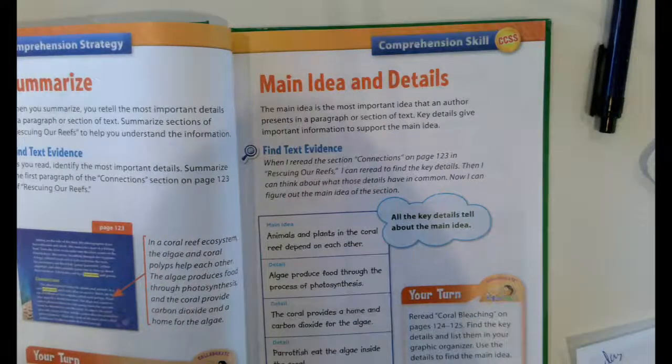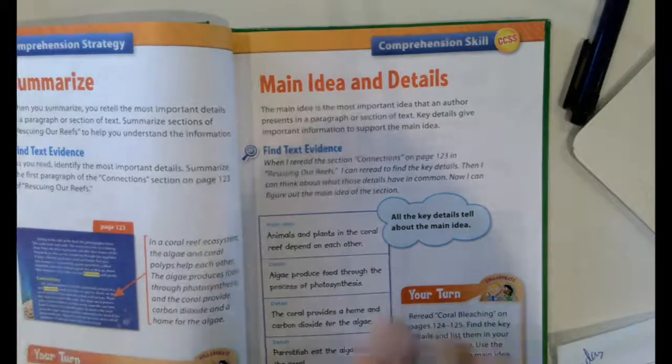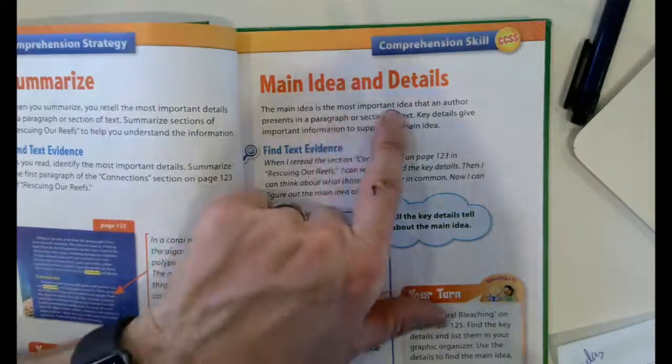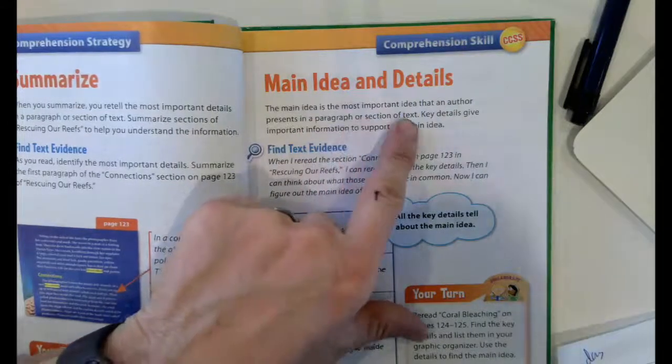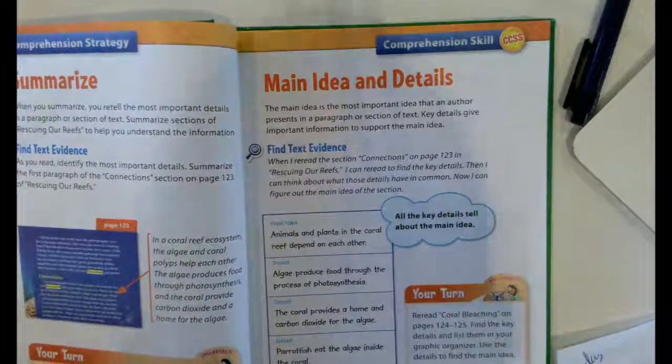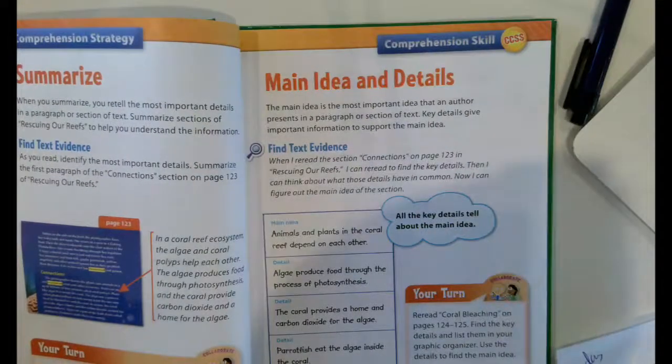Alright class, let's take a look at the main idea and supporting details today. The main idea of a section is the most important idea that the author presents in a paragraph or a section of text. Key details give you important information to support the main idea. We want to find text evidence to support this today.